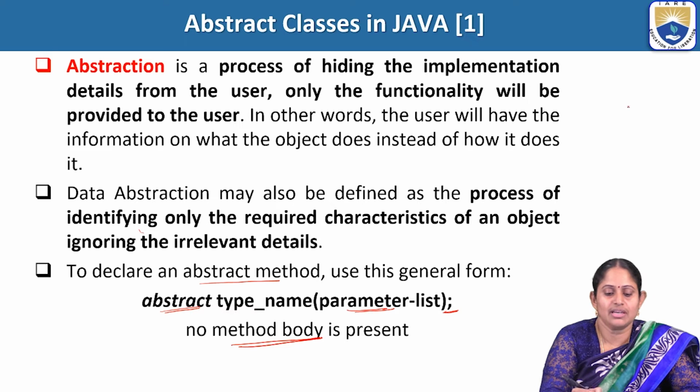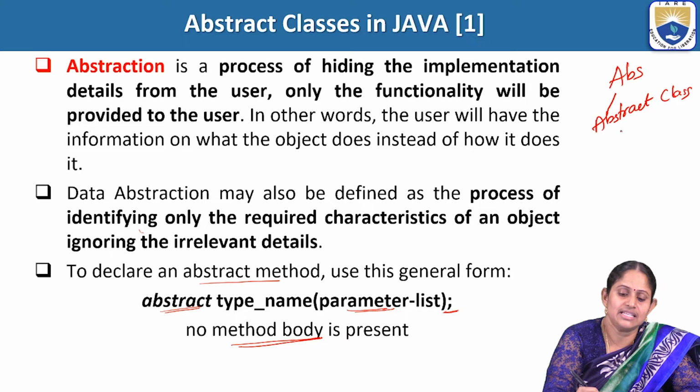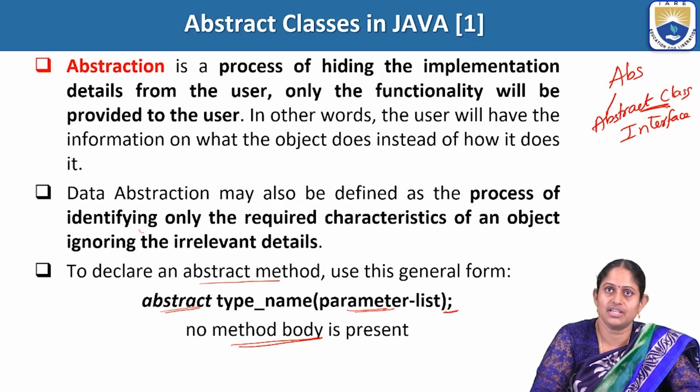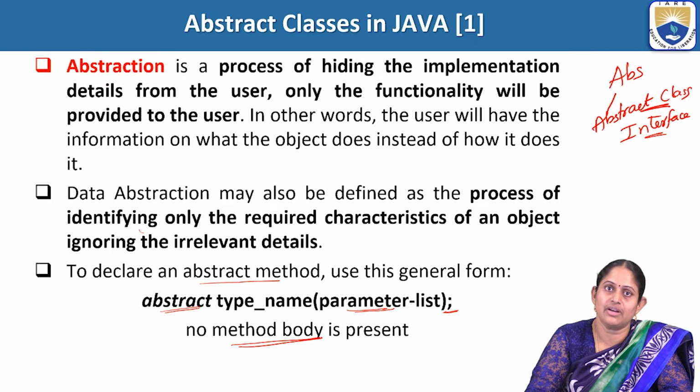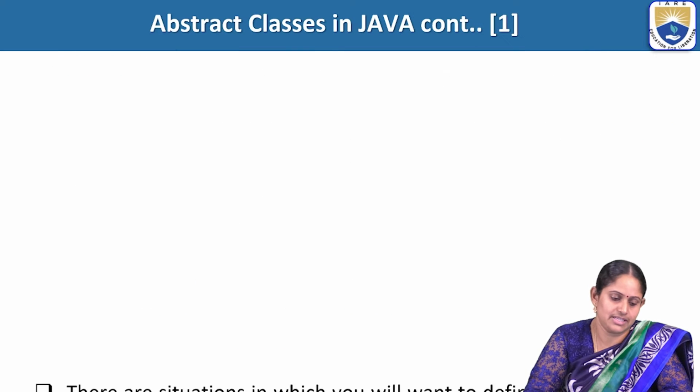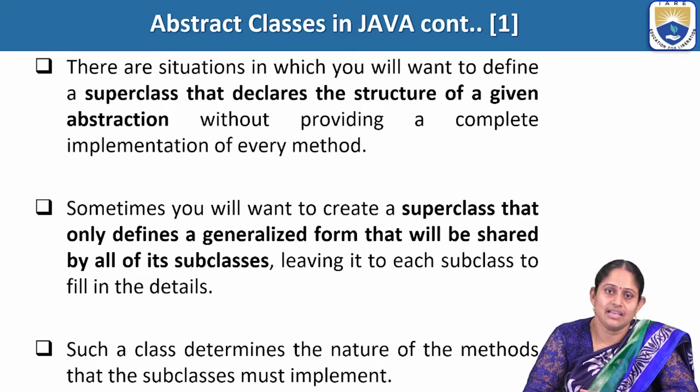So abstraction we can achieve in two ways. One is by abstract classes, and the other is by making use of interfaces. Abstract classes give partial abstraction, whereas making use of interfaces gives full abstraction. We make use of abstract classes wherein the superclass will declare the structure without providing the complete implementation of every method. So in the superclass, we will be declaring the abstract methods.